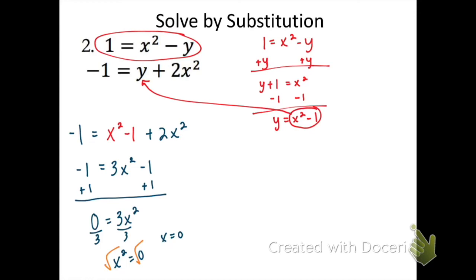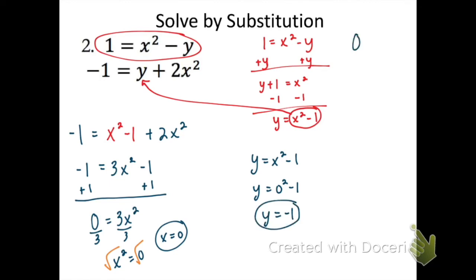I told you before that answers are points. So this is the x coordinate of my point. I need to find the y coordinate now by plugging 0 in for x in one of my equations. I'm going to use y equals x squared minus 1. Plug in 0, we get out negative 1. So my final answer is the point (0, negative 1).